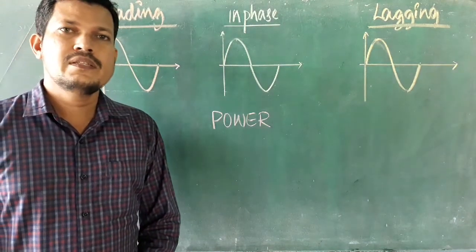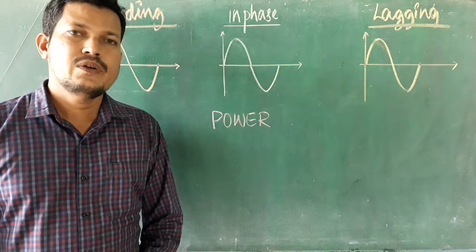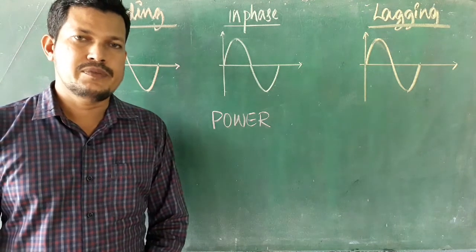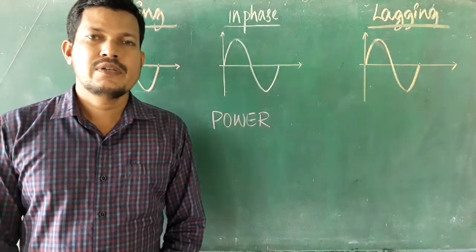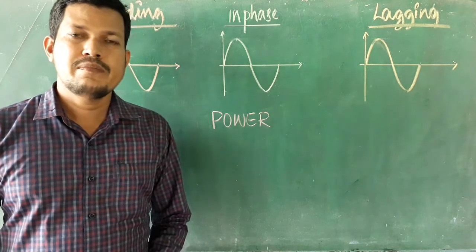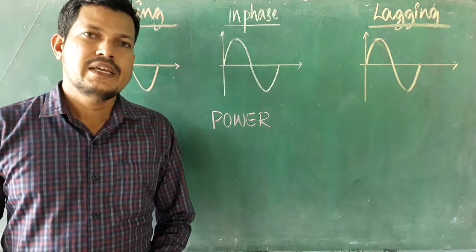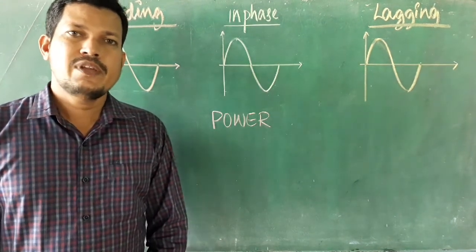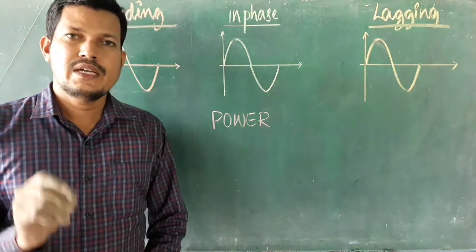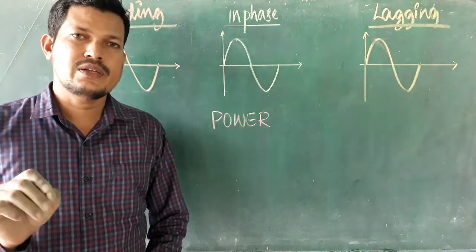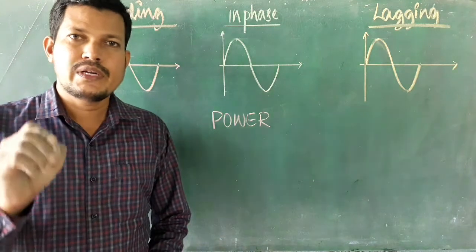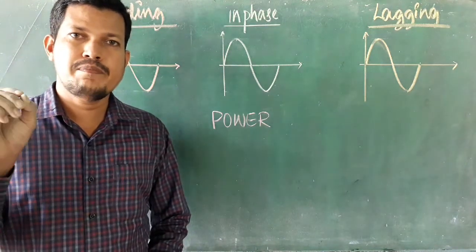Welcome. In this video, I am going to explain what is power in an AC circuit. Power in a circuit is similar to DC, but there is a small difference. In DC, power is the multiplication of the voltage and the current drawn in the circuit. That is the total power: voltage into current.